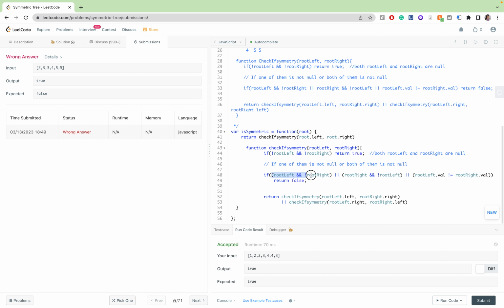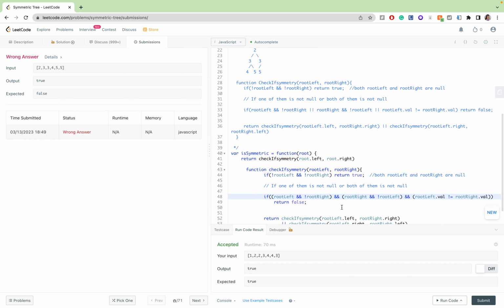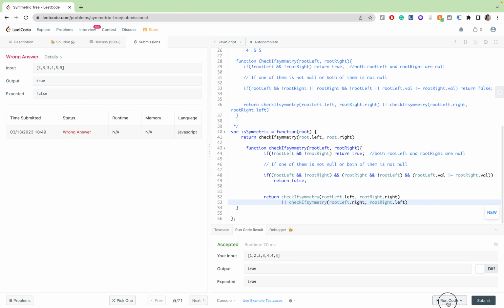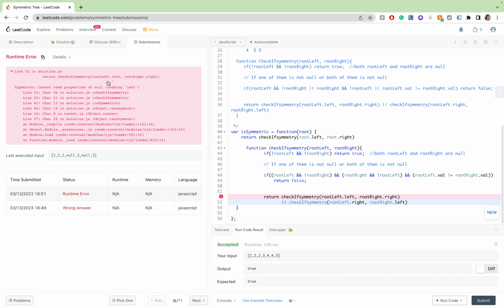Okay. So if one of them is true, then I should return false. So it should be and not or. Because if this is true, then I should return false immediately. I don't need to look at another. Only if none of them is true, then I should look at if it is true or false. Root third left. Root left, third left. Oh, what is happening here?